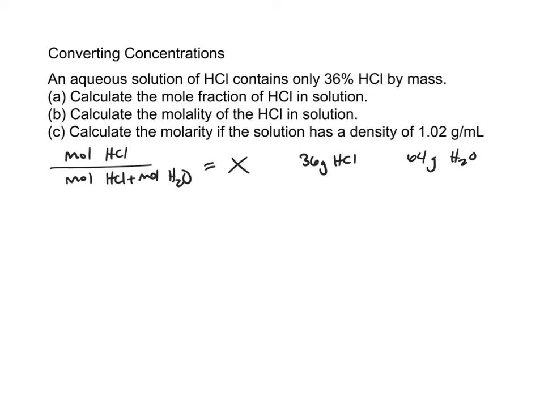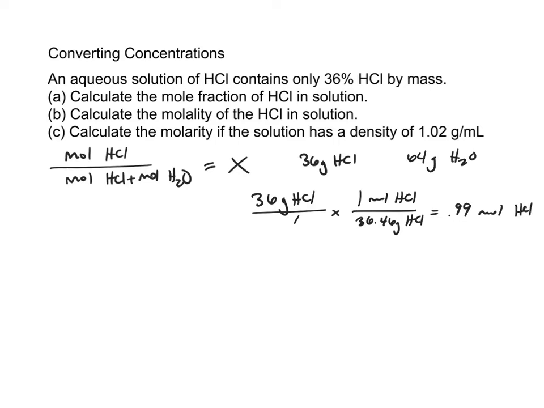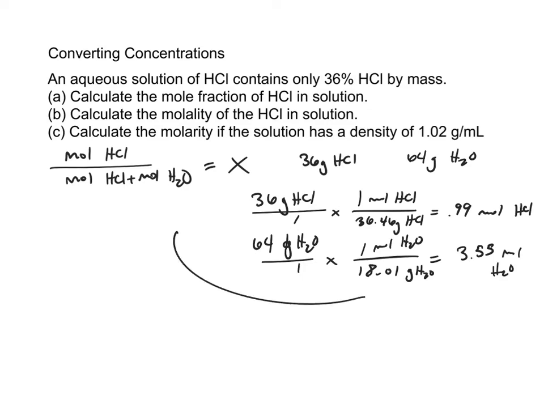Now what I'm going to do is simply take the grams of HCl and the grams of H2O and solve for moles of each. If I take 36 grams of HCl and divide by the molar mass of HCl, which is 36.46, I get 0.99 moles of HCl. If I take the 64 grams of H2O and divide by its molar mass of 18.01, I get about 3.55 moles of water. So the last thing I need to do is take that information and plug it into this original mole fraction formula.